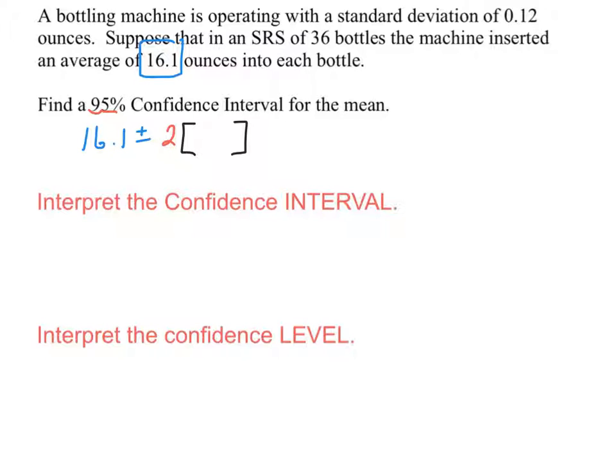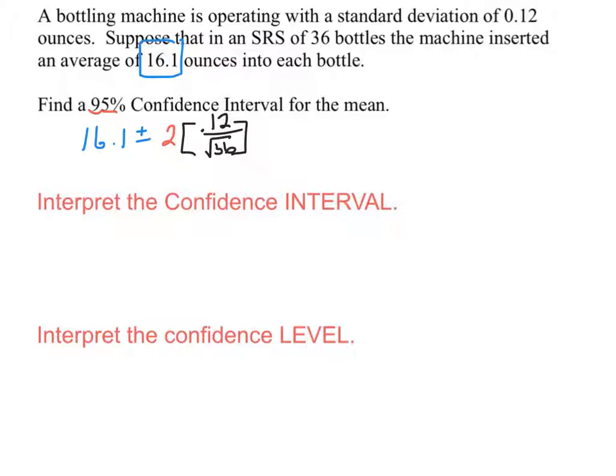And I just want to make sure you remember that if we were talking about where are 95% of all bottles, what's an interval that covers all bottles? We would just put 0.12 inside those black brackets. But that's not what a confidence interval does. A confidence interval gives us an estimate of the mean. And sample means have less variability. So instead of using just standard deviation, we use the standard error.